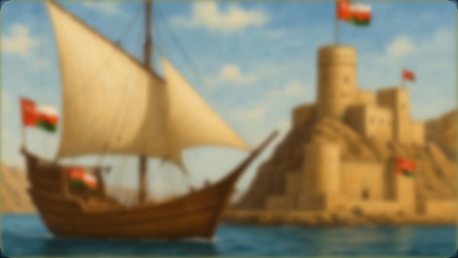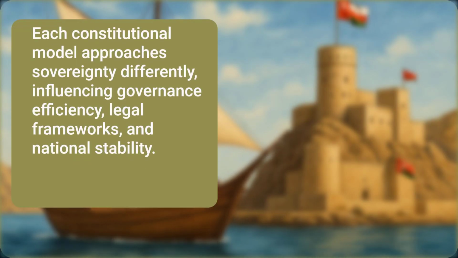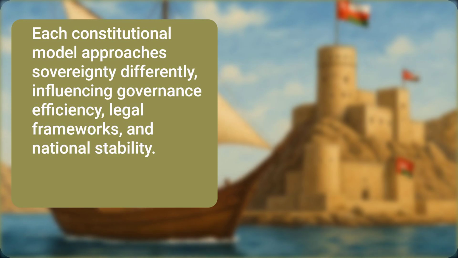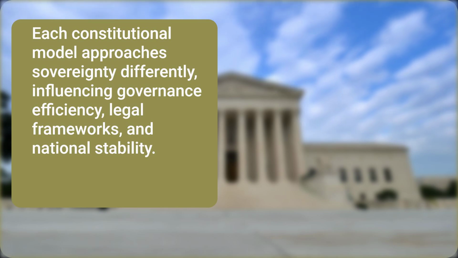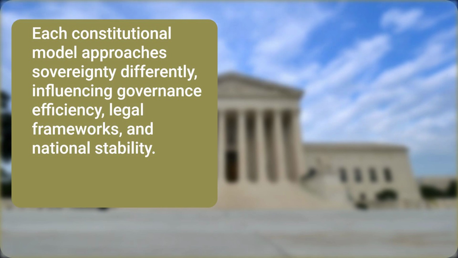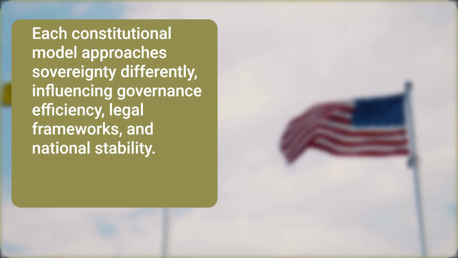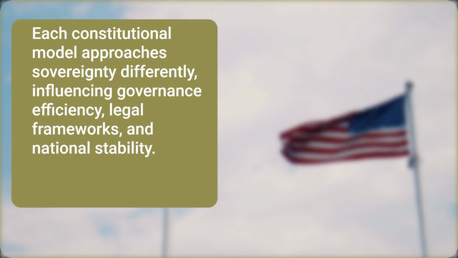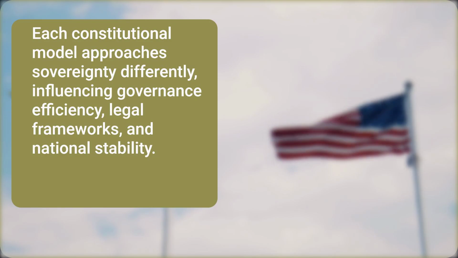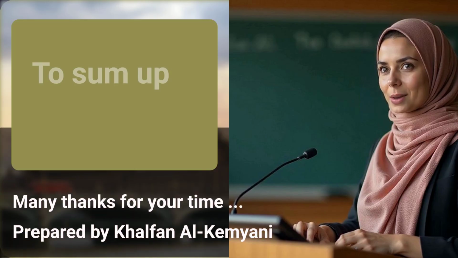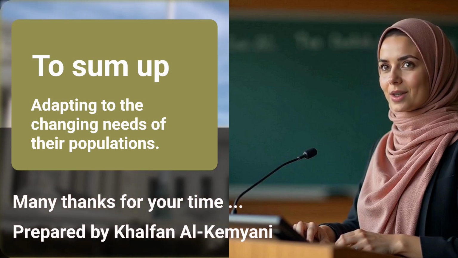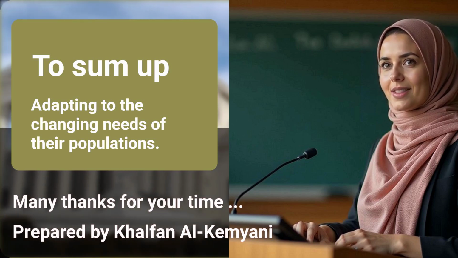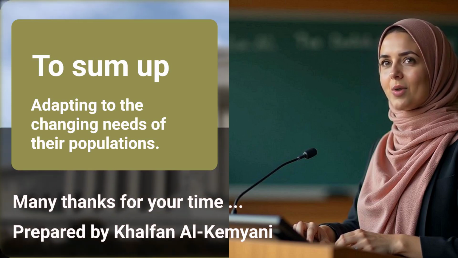Conclusion: each constitutional model approaches sovereignty differently, influencing governance efficiency, legal frameworks, and national stability. While a unitary constitution centralizes power for streamlined decision-making, a federal system ensures constitutional interpretation and protects regional autonomy. Meanwhile, confederal constitutions enable decentralized cooperation while maintaining the independence of their member states. Governments continuously evolve, adapting their constitutional frameworks through amendments, legal reforms, and governance adjustments to accommodate the changing needs of their populations. While no model is inherently superior, selecting an appropriate system depends on the historical, political, and social realities of a nation.